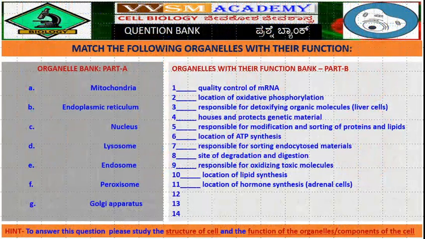Yes, my dear friends, I will give you one match the following for the examination point of view. This is the question bank. Part A has the organelles, and the function bank is from the mitochondria, endoplasmic reticulum, nucleus, ribosome, endosome, peroxisome, Golgi apparatus or Golgi bodies. This is part B. You can match the following by referring to your biology textbook or your studies.